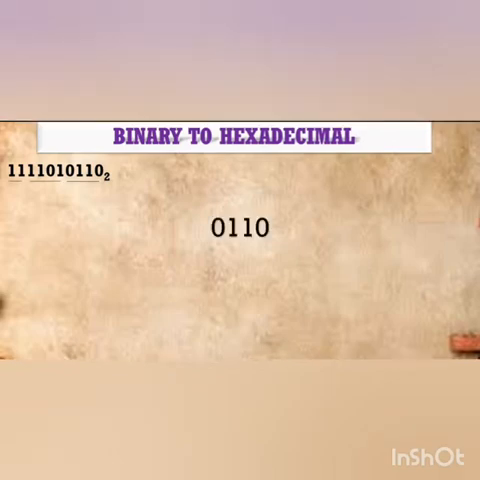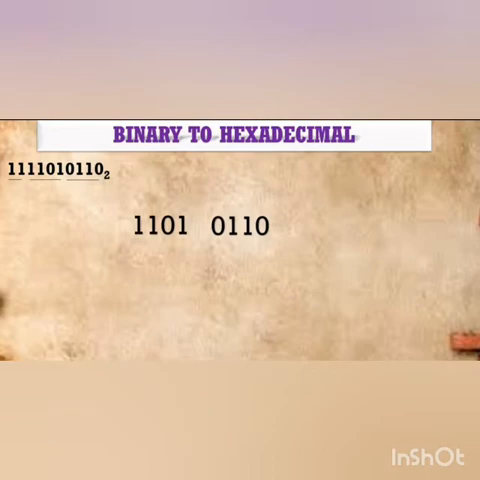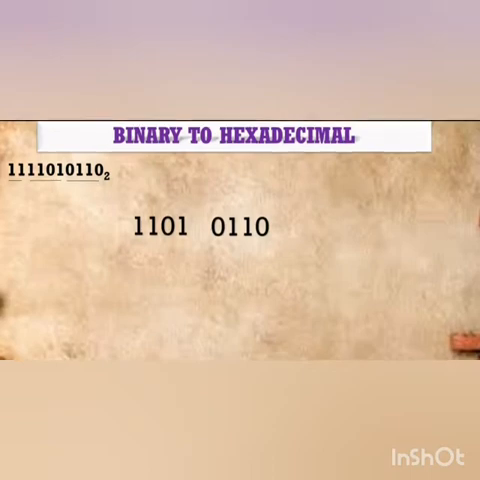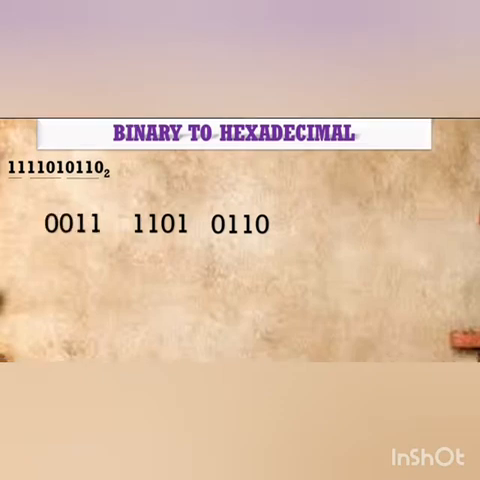The first group is 0 1 1 0. The second group is 1 1 0 1, and in the third group we have only 2 numbers, that is 1 and 1. So we have to make it 4 digits. So what do we have to do? We have to add 2 zeros on the left side. If the leftmost group has less than 4 bits, we can add zeros to make a group of 4 bits. Okay. We have 2 methods to find the answer.